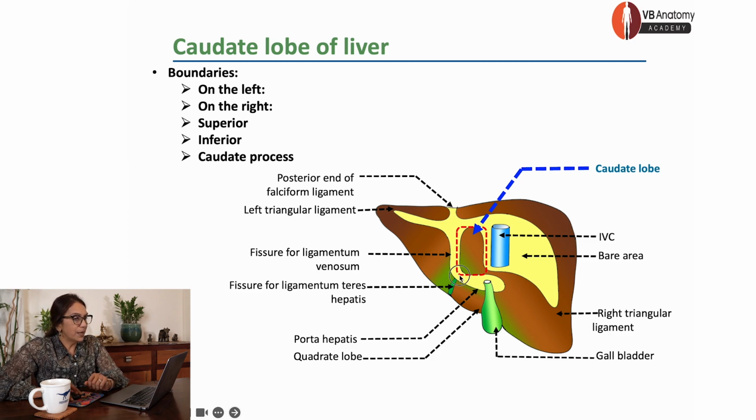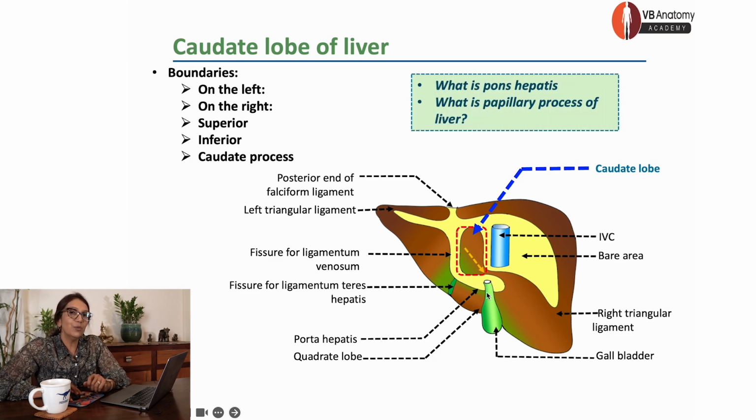Okay. A part of this process projects on the right side, forming what is called the caudate process of liver, extending between the inferior vena cava and the porta hepatis. There's a question here, what is pons hepatis? See, what happens is sometimes if this is your inferior vena cava and you're watching from posteriorly, the caudate lobe is here. Sometimes it goes on to pass even behind the IVC and enclose it. This kind of anatomy is called pons hepatis.